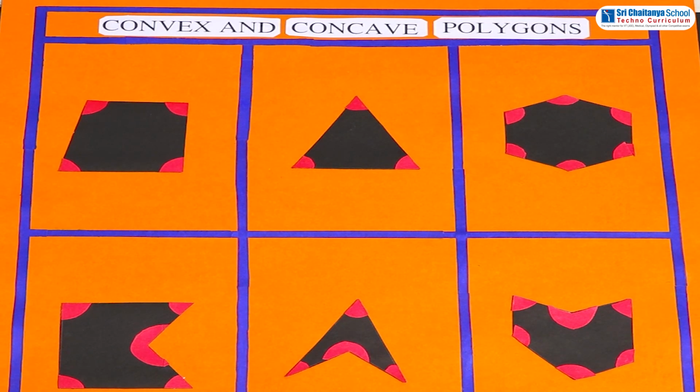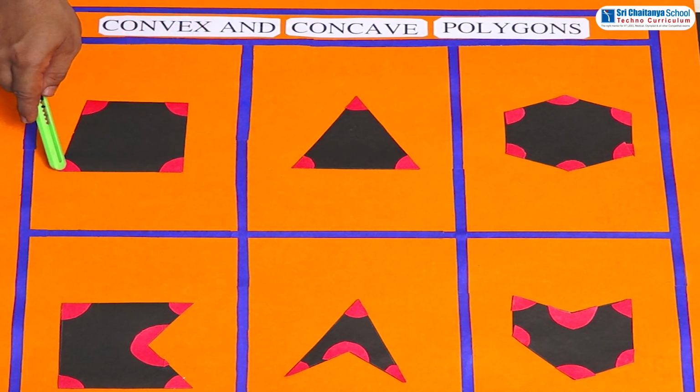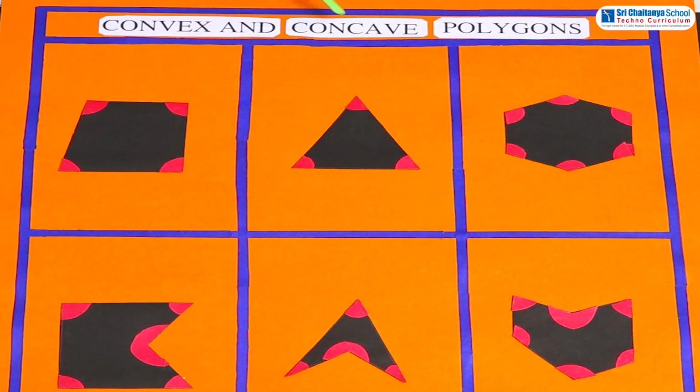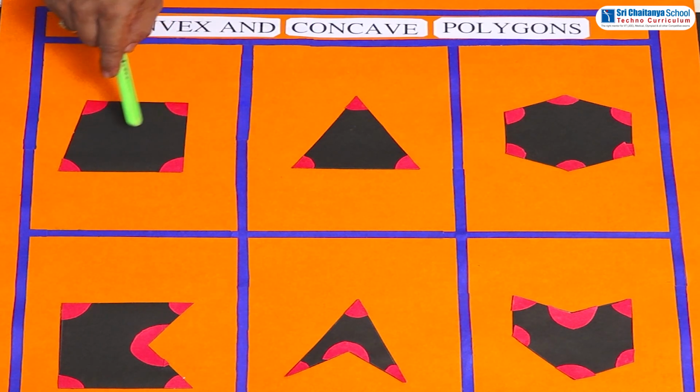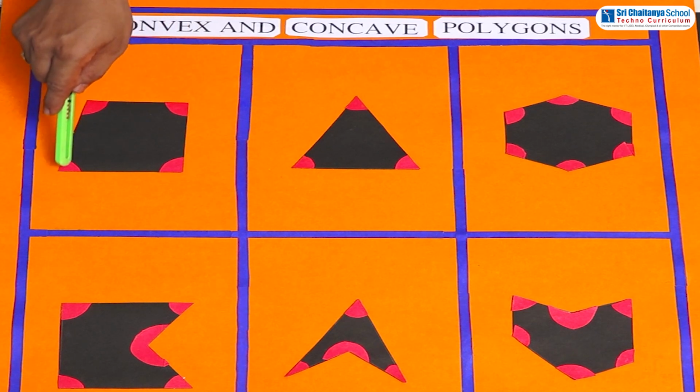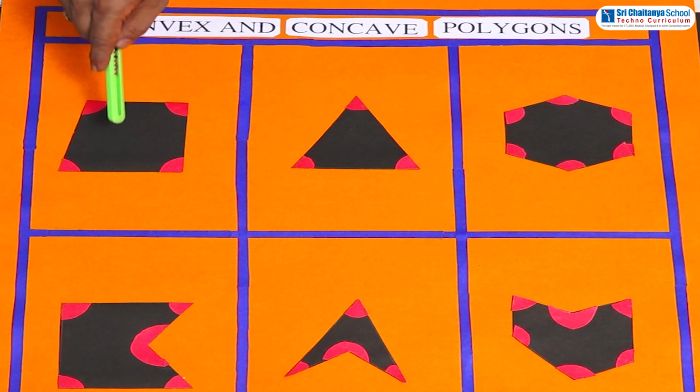What is meant by a diagonal? A diagonal is a line segment joining 2 non-consecutive vertices. Now coming to the first polygon, here are the diagonals. This is the first diagonal, this is the second diagonal. Please observe children, these 2 diagonals lie in the interior of the polygon itself.